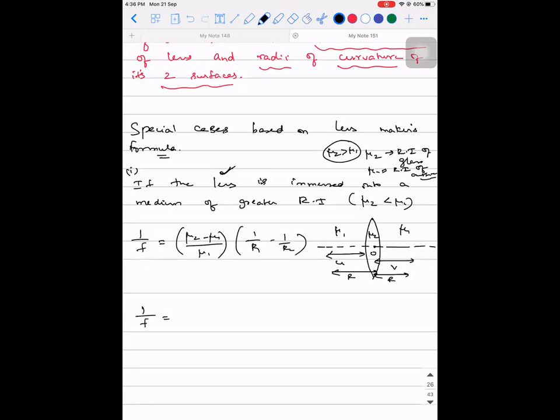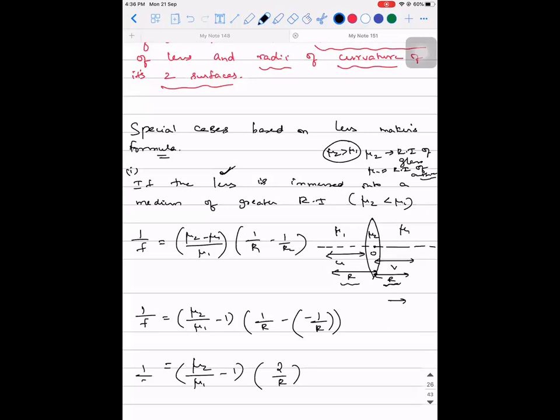So 1 by f is equal to mu2 by mu1 minus 1 into, observe what I'm going to do, 1 by r1. If I take this right side to be positive, 1 by r, minus is in the formula, what will happen to r2? The radius of curvature of the second refracting surface will be minus 1 by r. So that will be mu2 by mu1 minus 1 into, what will you get? You will get it as 2 divided by r. This is 1 by f. Accepted.